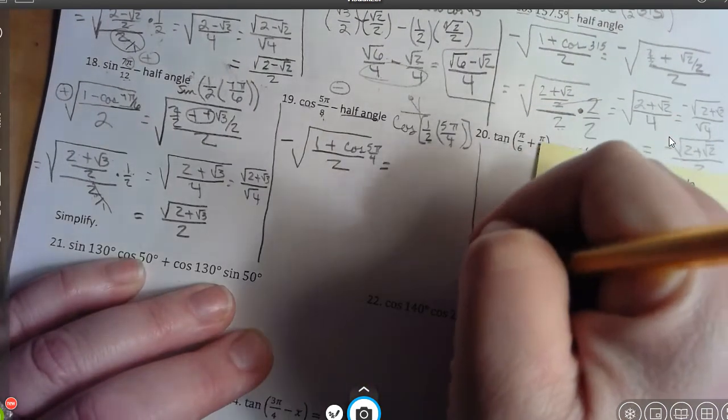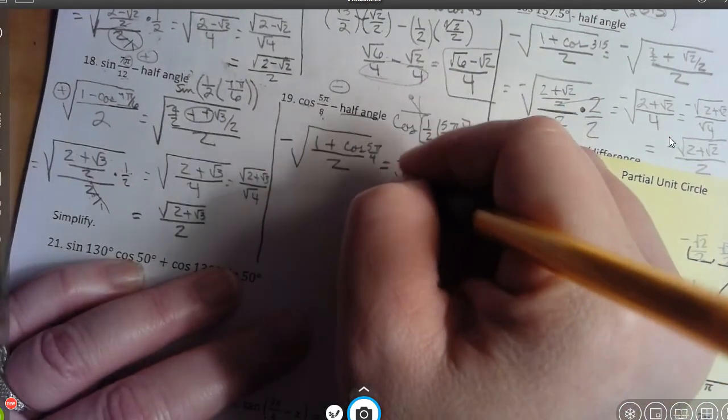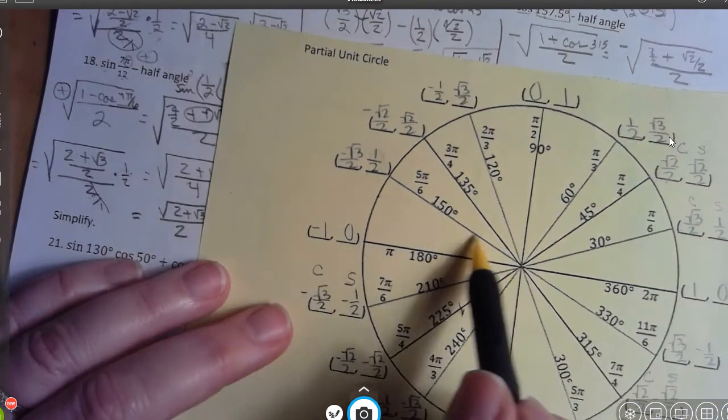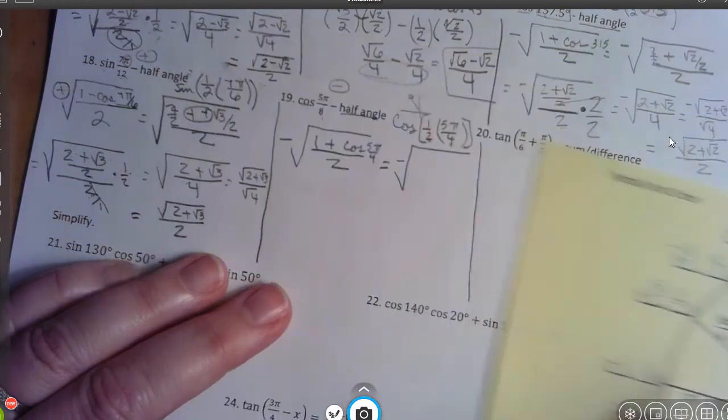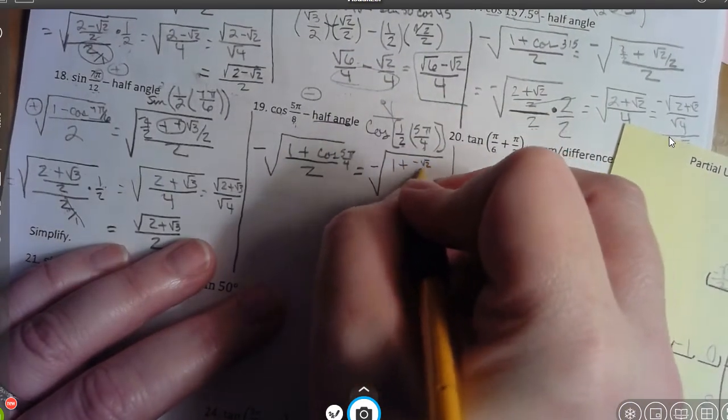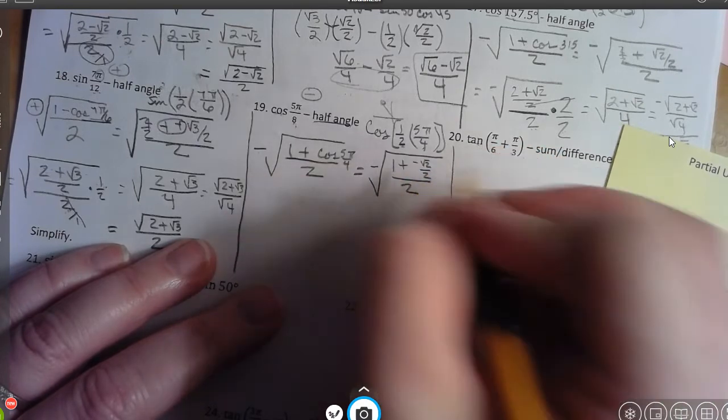equals negative root, and this is what's 5 pi over 4. 5 pi over 4 is here, negative root 2 over 2. 1 plus negative root 2 over 2 all over 2.